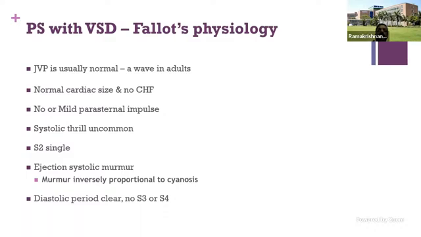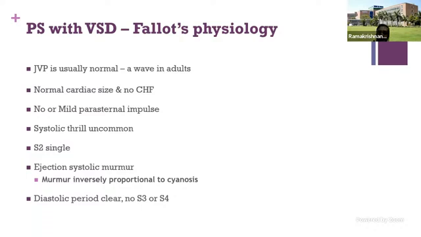What are the common findings in a tetralogy-like physiology? This is very simple. There is literally nothing. If you find anything significant, then it is likely not tetralogy. Generally JVP is usually normal; you can have a prominent A wave in adults. Normal cardiac size, no heart failure. If there is cardiomegaly, think of something else. If there is heart failure, think of something associated. No parasternal heave, or 1/3 heave at best. Systolic thrill is uncommon. S2 is single.